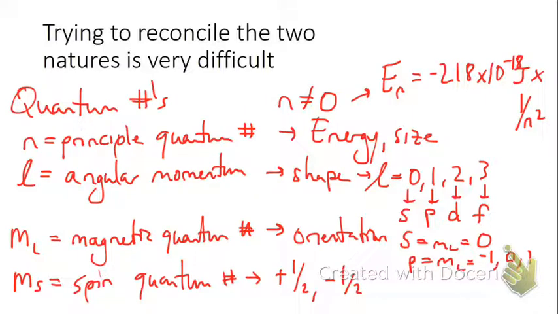So if n is 0, you can't do that because 1 divided by 0 is not real. And so your first n level has to be 1, and then you go up to 2, to 3, to 4, and so on and so forth. And so quantum numbers are very important. Quantum numbers describe where electrons are.